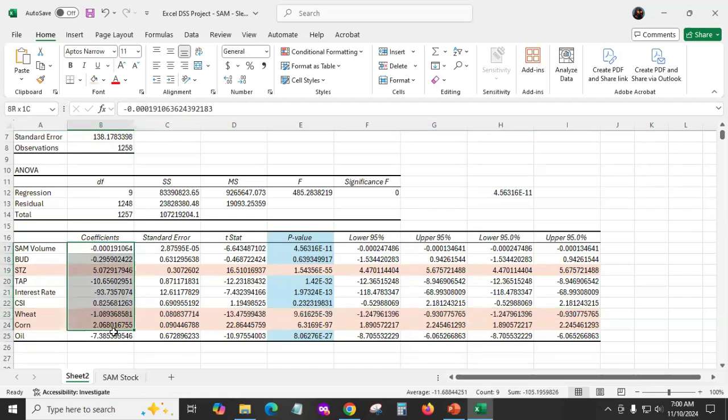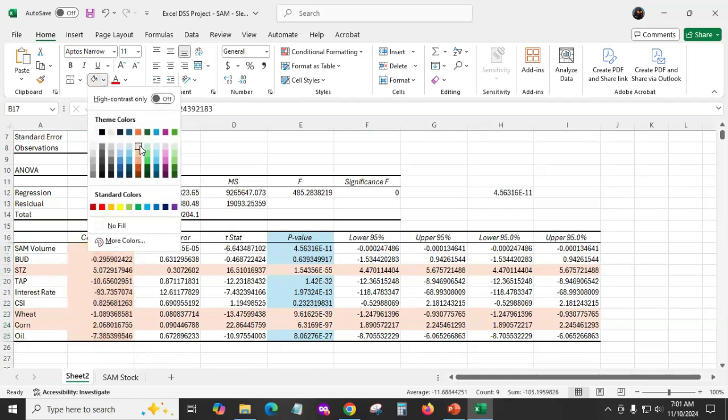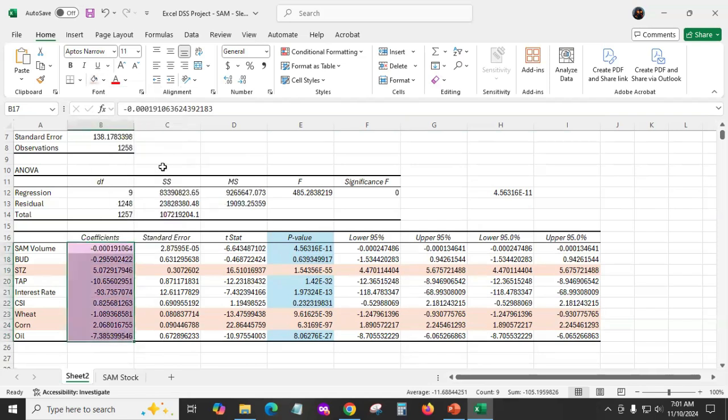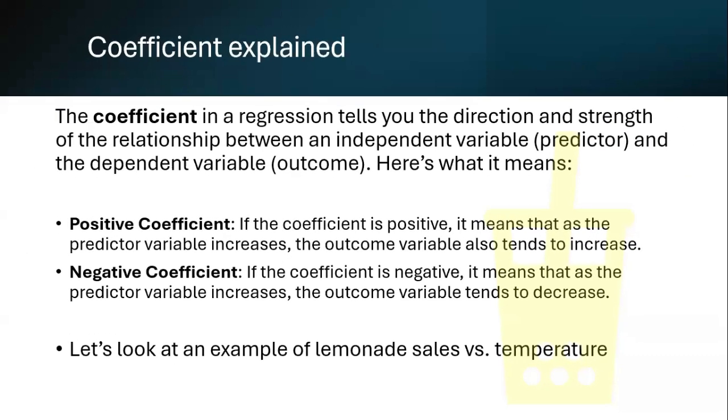Now we're going to look at the coefficient. I'm going to highlight coefficient in a different color. Again, you can use any color you want. It could be all the same color. I don't care. But let's focus on coefficient for 1 second. The coefficient in regression analysis tells you the direction and strength of the relationship between the independent variable and the dependent variables. And for this project, I'm really just concerned about the direction. I don't care so much about the strength.